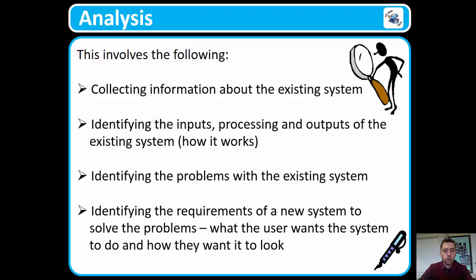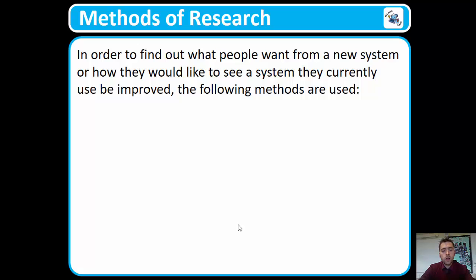They then also look at what the requirements for a new system would be in order to solve these problems. So it could be what the user wants to do, how they want it to look, or just, with some input from the analyst as well. So in order to do that, they need to obviously go into the company and speak to people or do some kind of research. So there are four methods that you need to be aware of that an analyst can use to do that. So the first one is a questionnaire.